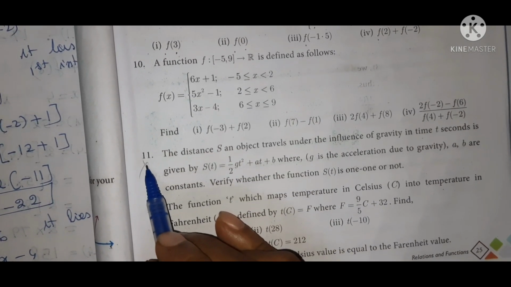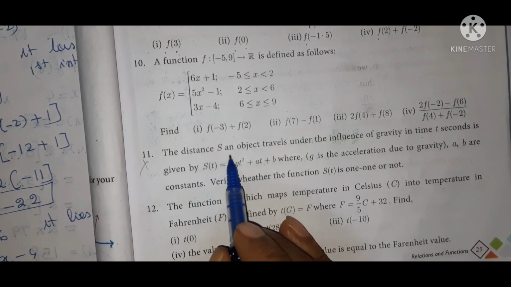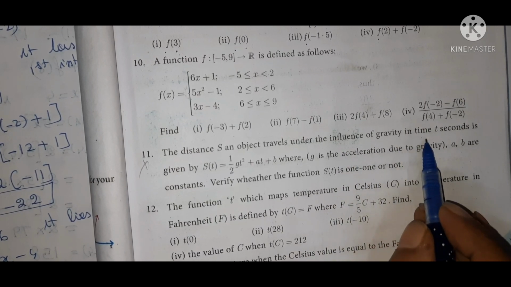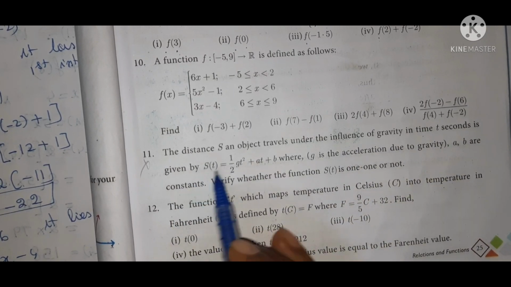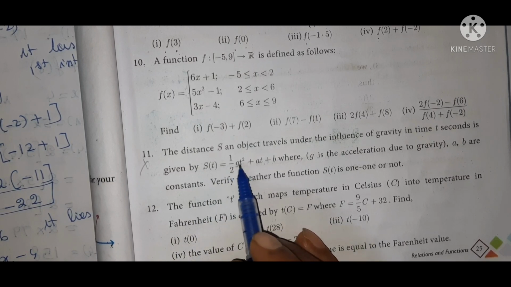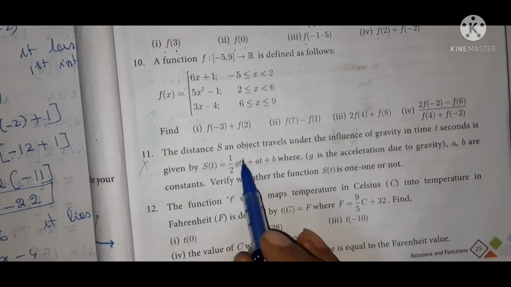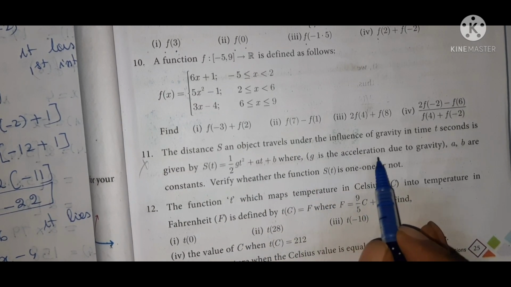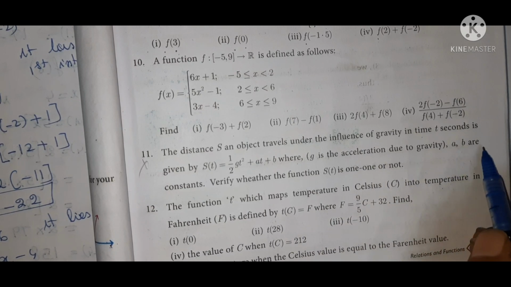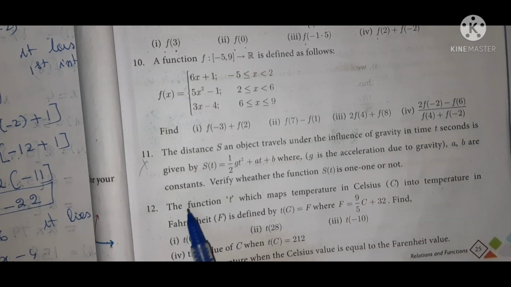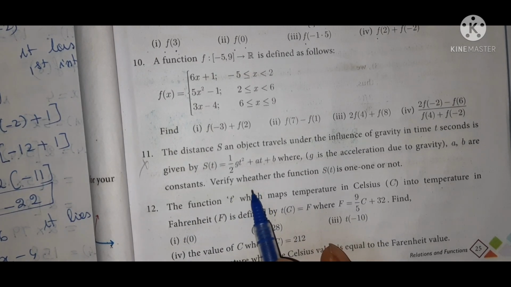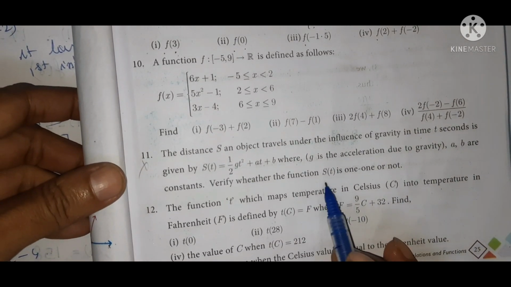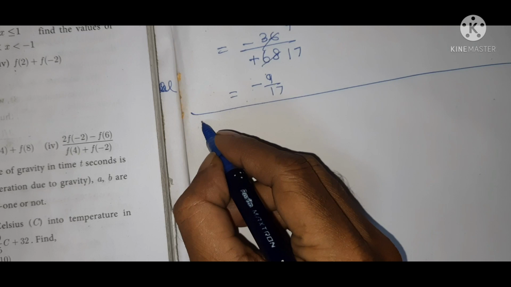Exercise 1.4, 11th sum. The distance S an object travels under the influence of gravity in time t seconds is given by S of t is equal to 1 by 2 gt square plus at plus b, where g is the acceleration due to gravity, a comma b are constants. Verify whether the function s of t is one-one or not.